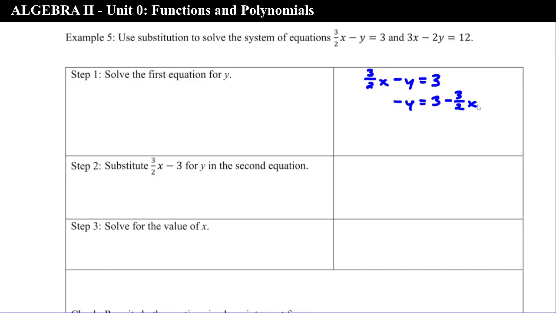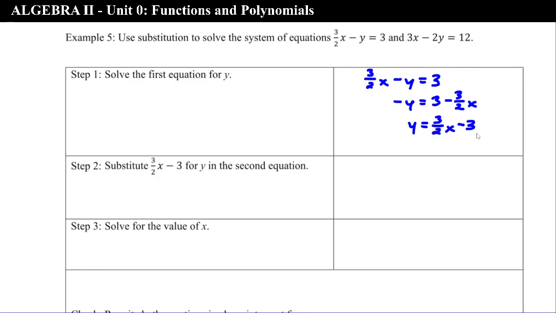And then when we multiply each side by -1, we get y equals, and I'm going to go ahead and swap the order here, because -1 times -3/2 x is positive 3/2 x, and then -1 times 3 is -3. I like to lead with my positive term whenever I can.